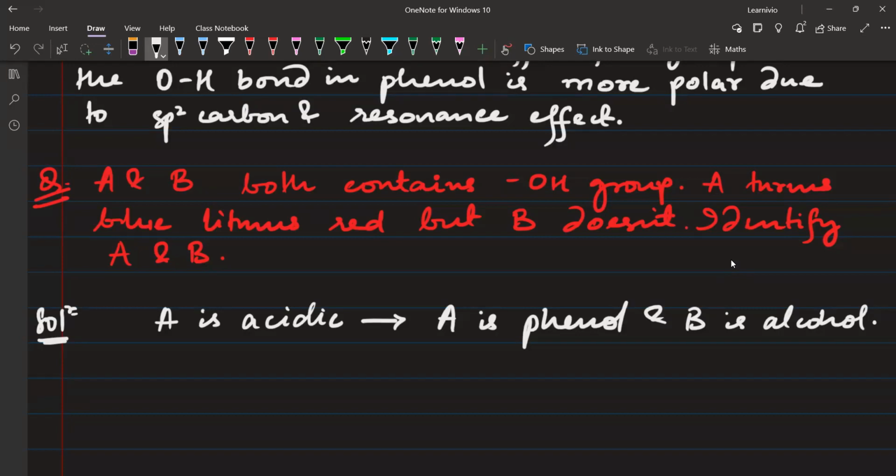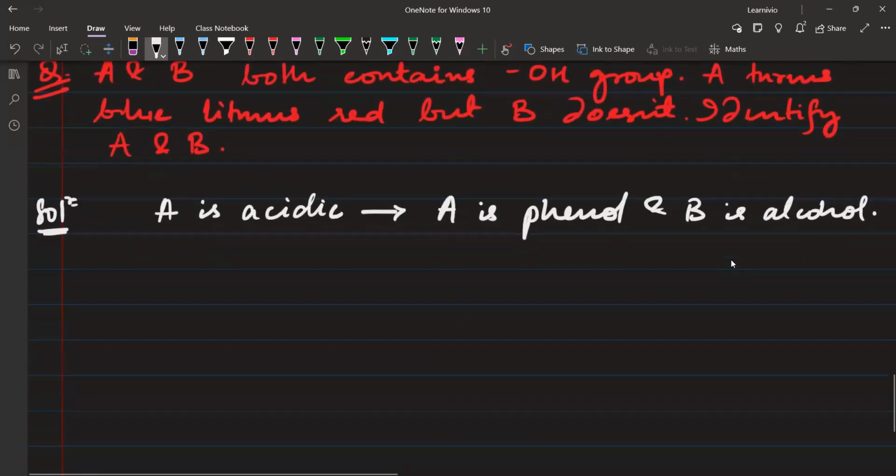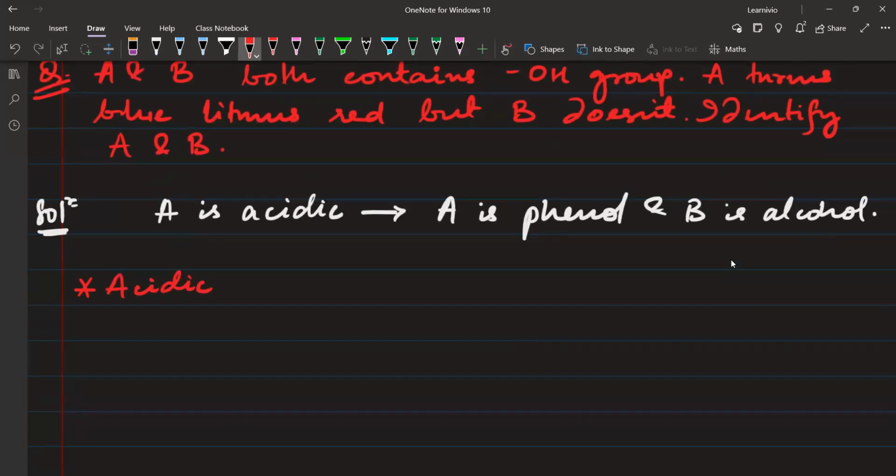I hope you have written this question down. We'll write the next topic. Acidic strength of substituted phenol.